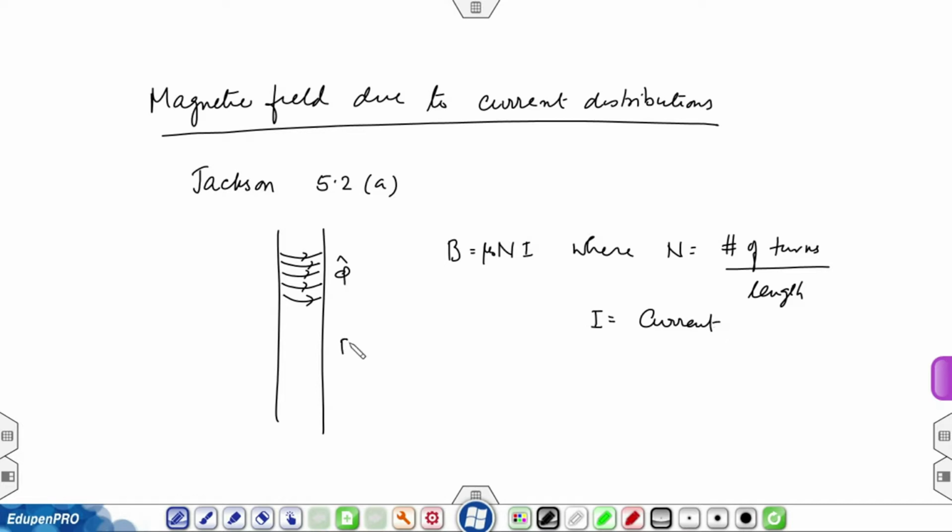And outside B is 0. This we showed by explicit calculation. So, this was an explicit calculation based on Biot-Savart law.